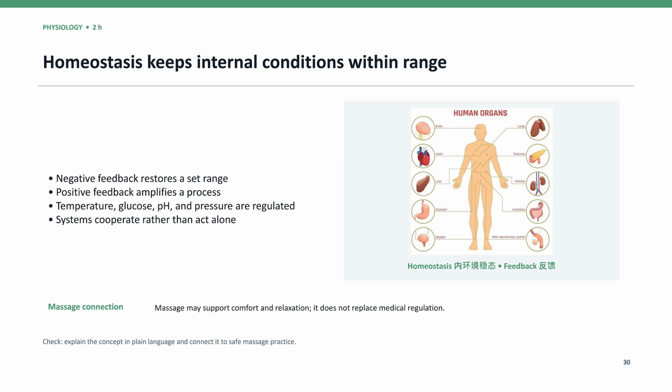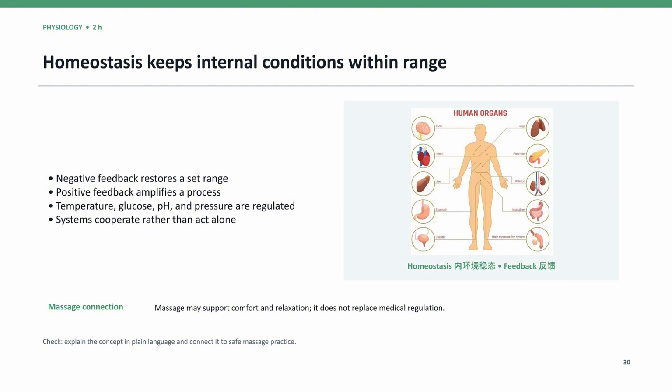The human body is constantly changing, but it must keep its internal environment within a relatively stable range. Body temperature, blood glucose, blood pressure, oxygen levels, and fluid balance all need to be carefully regulated. Homeostasis does not mean that these values never change. It means that the body continually makes adjustments to keep them within a healthy range.